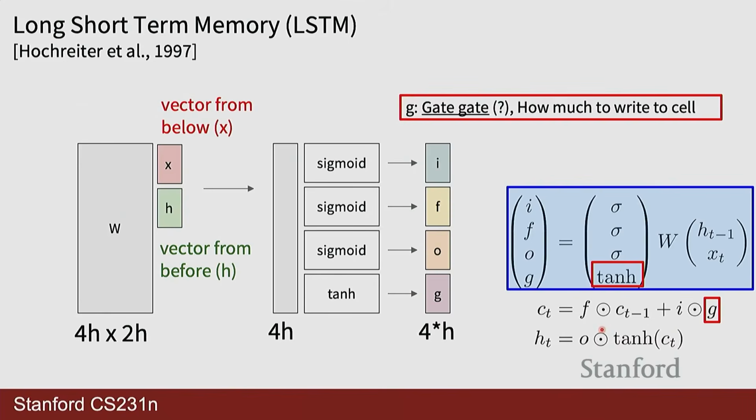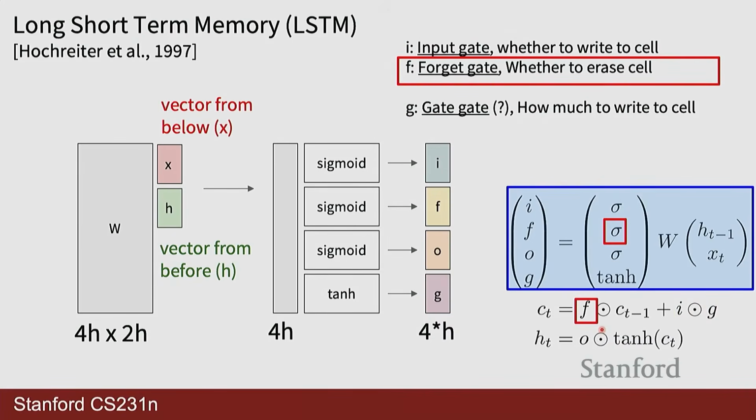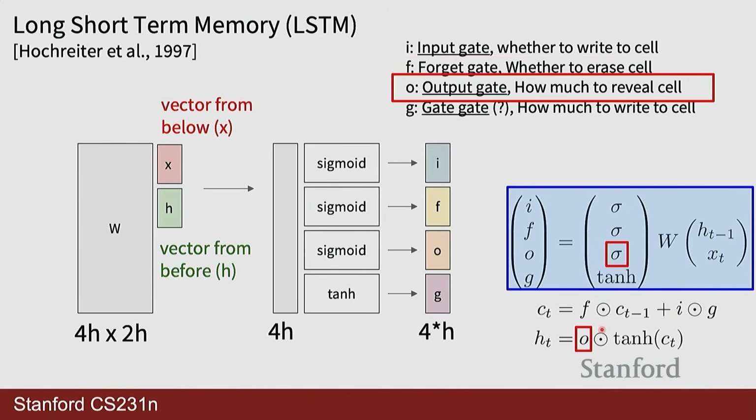At a high level, they call it a gate, or what are you actually writing to the hidden state of the cell. The input gate decides whether or not you write information to the cell. The forget gate decides how much to forget from previous time steps, as well as the output gate, which is how much you are actually outputting for your hidden state.